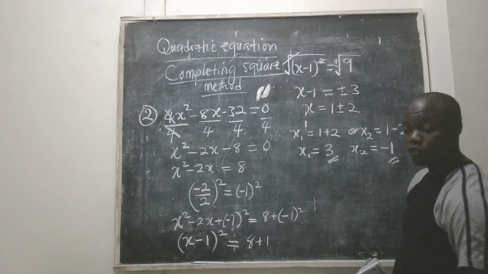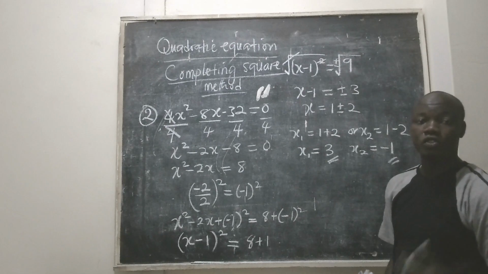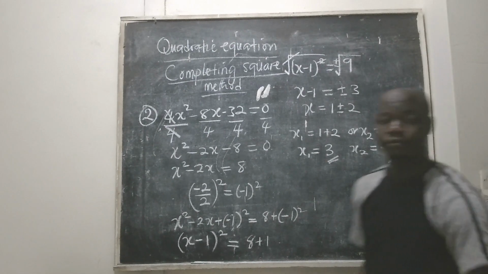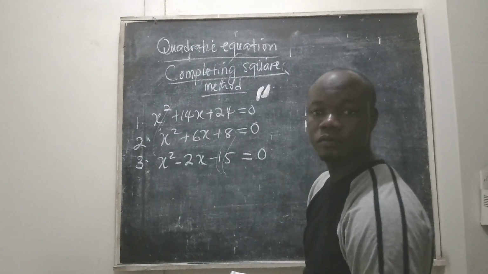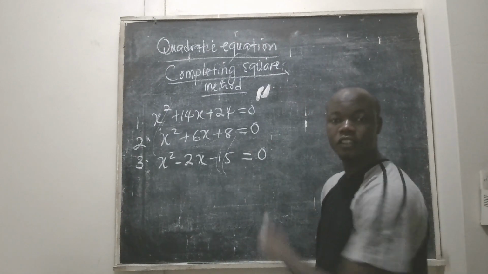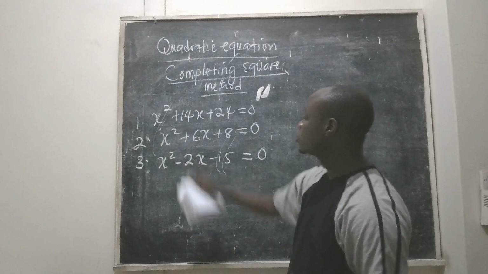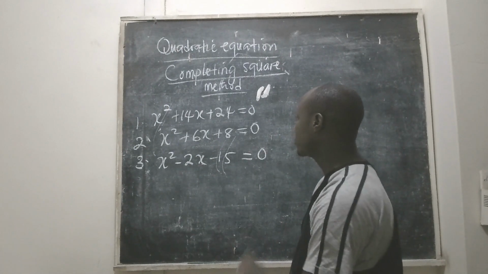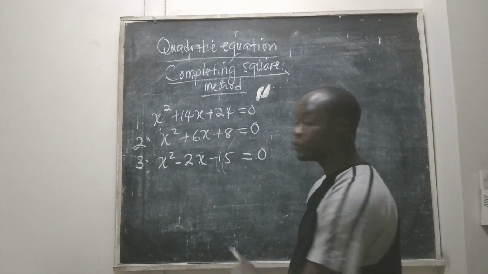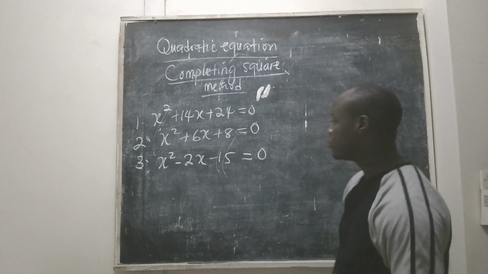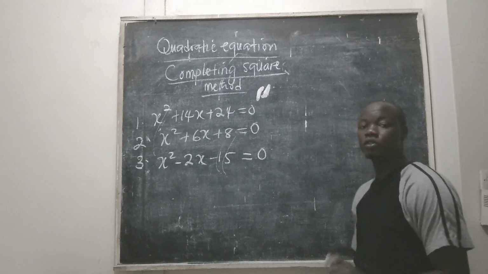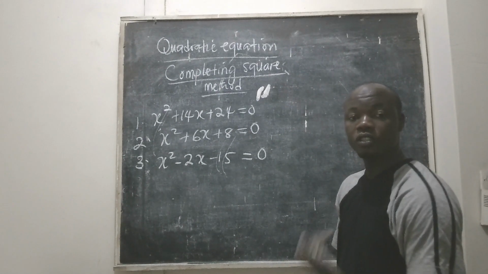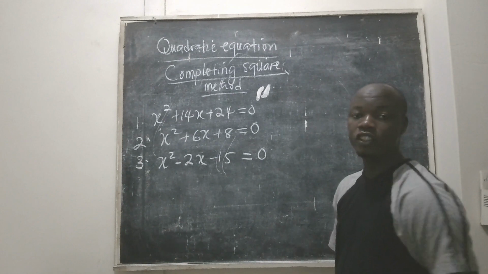I am now going to give some exercises so that at least we try it and we put the answer in the comment section. Okay? So ladies and gentlemen, let's try this. We have x squared plus 14x plus 24 is equal to 0. We have x squared plus 6x plus 8 is equal to 0. And then we have x squared minus 2x minus 15 is equal to 0. Let's try these questions, solve them, and please put the answer in the comment section.